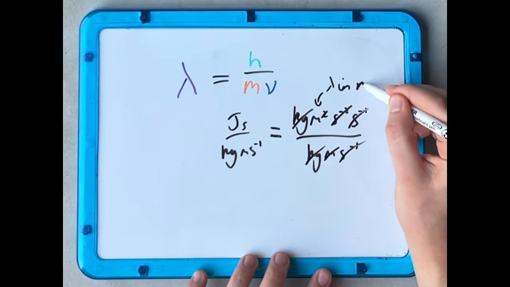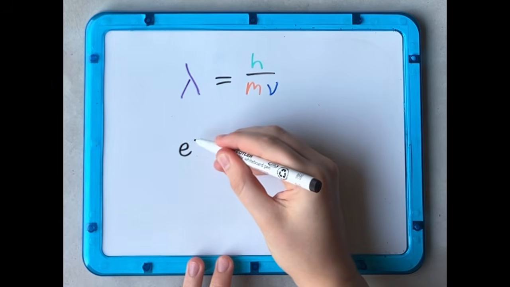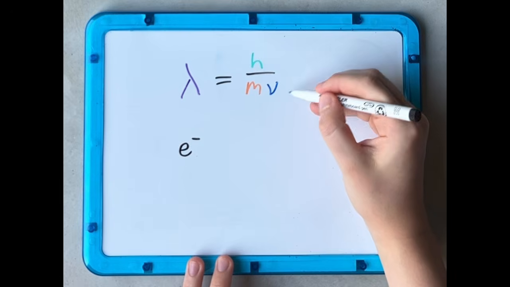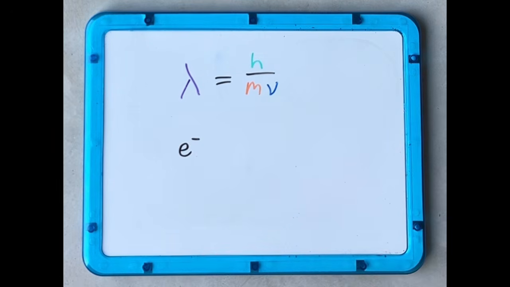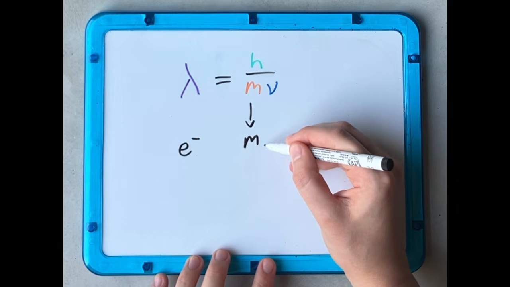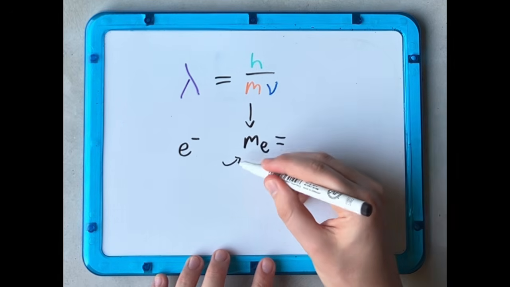So this equation is used almost exclusively for electrons. That's what it was originally designed for. And because Planck's constant is so small, you need a very small mass in order to get a relevant wavelength. Electrons are the smallest subatomic particle before you get to quarks, so they actually have an associated wavelength that causes them to display wave properties.